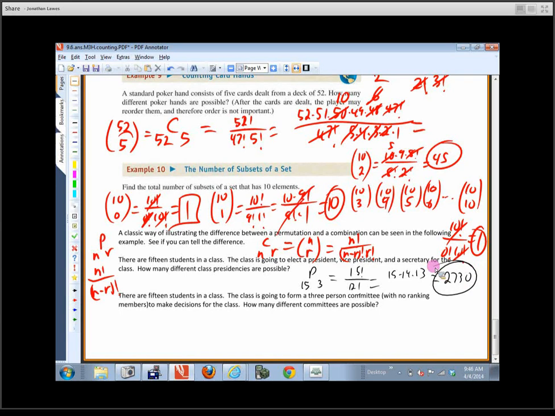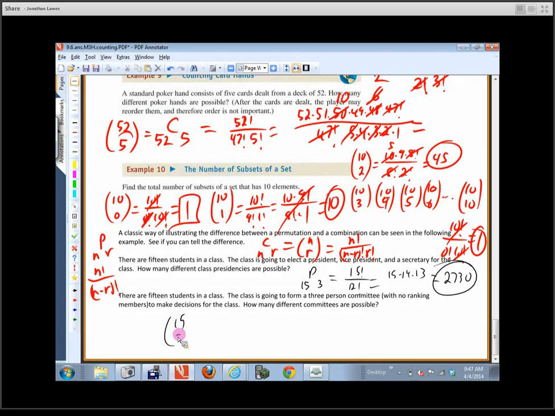Okay, now let's change the scenario just a little bit, and let's say they're going to form a 3-member committee with no ranking members. Nobody's in charge of the committee. We just put them on a committee so they can make some decisions. So let's take the same 3 people, Brandon and Nathan and Cameron. Does it matter what order they serve on the committee? You can rearrange them on the table all you want. They're still the same committee, aren't they? So does the order make a difference? If the order doesn't make a difference, then this is a combination.